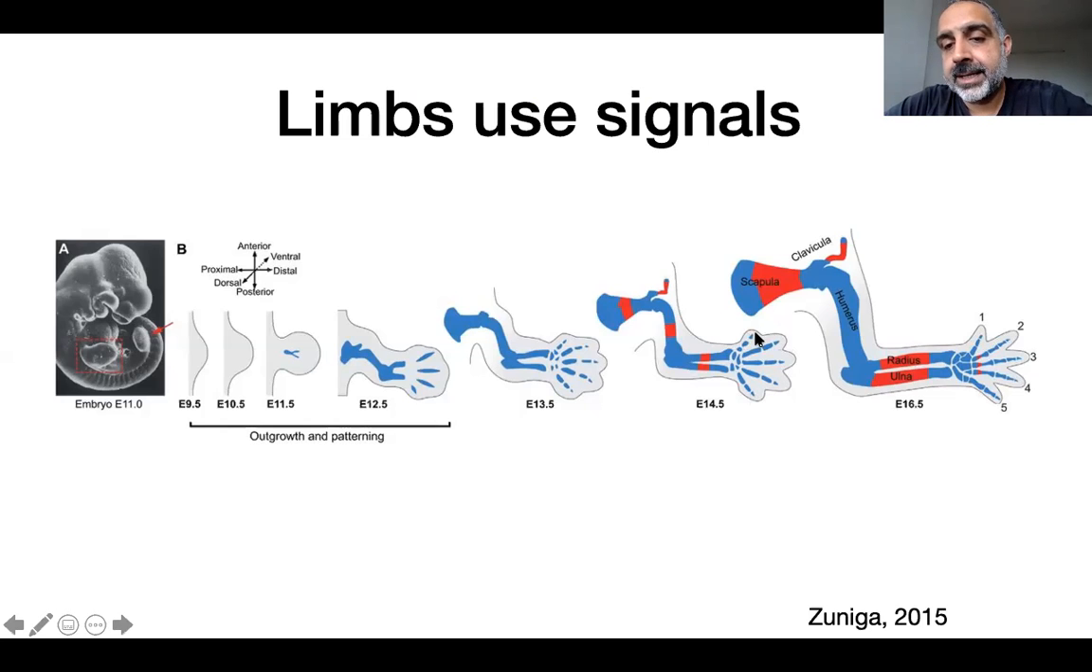So one thing that's fascinating is how the digits in the limb form, okay? All of these blue, what you're looking at here in blue are the cartilage elements. So these are condensations that will form cartilage. In red is kind of the ossifying bone. And so what we're going to think about a little bit is how the cartilage elements are formed. And we're going to also relate that to reaction diffusion mechanisms as well.